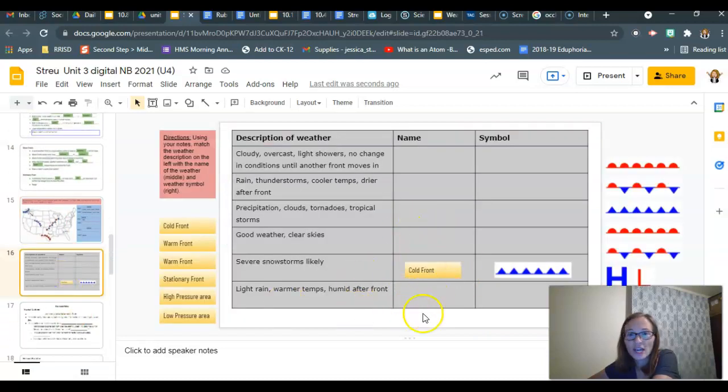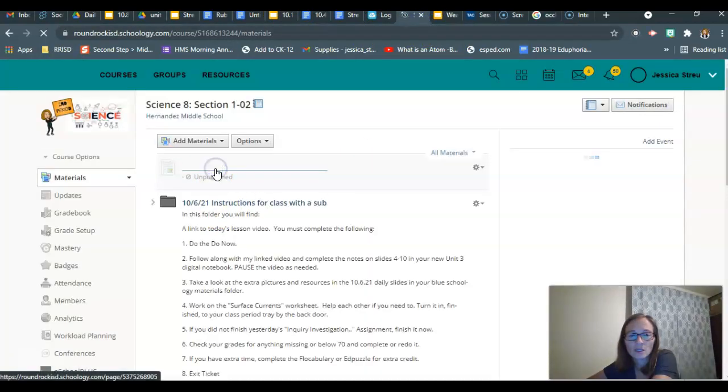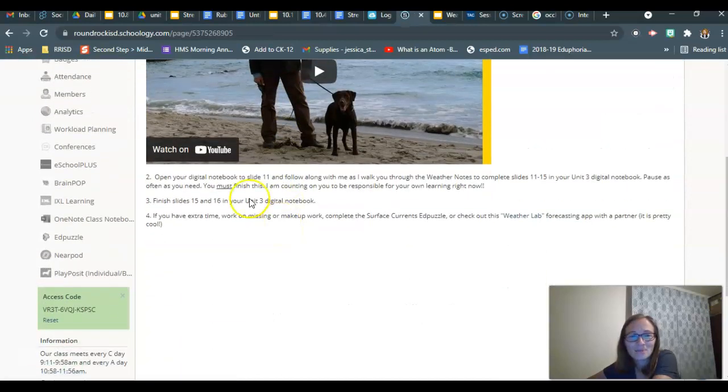Okay, once you finish that, if we look back at our Schoology post for today, I'm opening it. If you have extra time, I want you to work on any missing work or makeup work. If you have not yet done the Surface Currents Ed puzzle, you can do that. Or click on this link to this Weather Lab. It's a forecasting app. You can work with a partner, and it'll just familiarize you more with weather and what can happen.